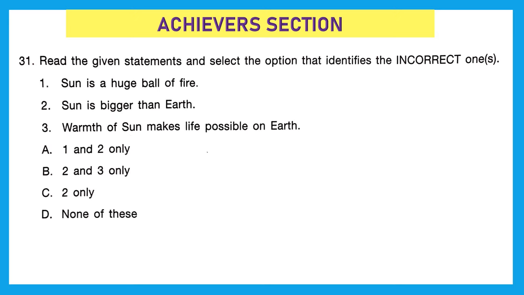Question 31. Read the given statements and select the option that identifies the incorrect one. So we need to find the statement which is false. 1. Sun is a huge ball of fire. This is a correct statement. 2. Sun is bigger than earth. Absolutely right. 3. Warmth of sun makes life possible on earth. That is also right. So let's see the options.